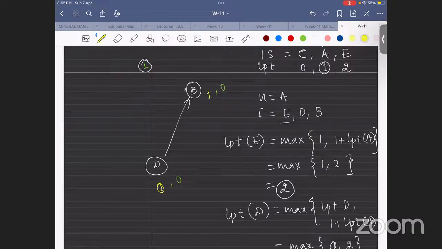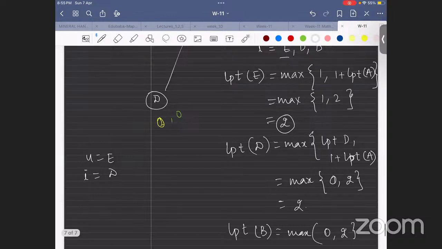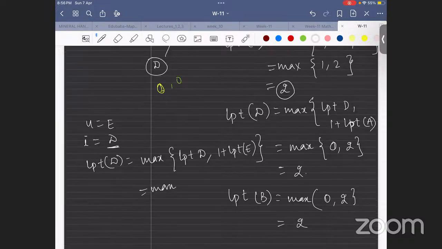Correct? Now I'll have to update. So now for this case, my U will be E, but I is D. Correct? Now I have to update the value of LPT. So LPT of D, I have to update. That will be the maximum of LPT of D, which is 2, and 1 plus LPT of E. So this is basically the maximum of 2 and 3. 2, 1 plus 2, right? So this is 3. Okay.